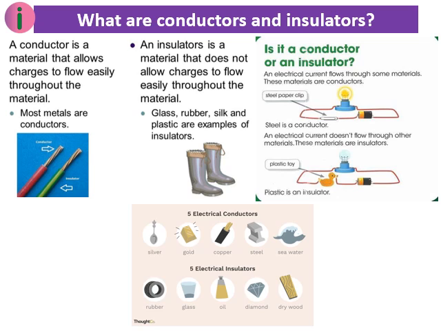A conductor is a material that allows charges to flow easily, so it does not provide much resistance to electricity. Something like a metal is a conductor. An insulator provides a lot of resistance to electricity. It does not allow charge to flow through it. Things like glass, rubber, silk, plastic, they're all insulators.